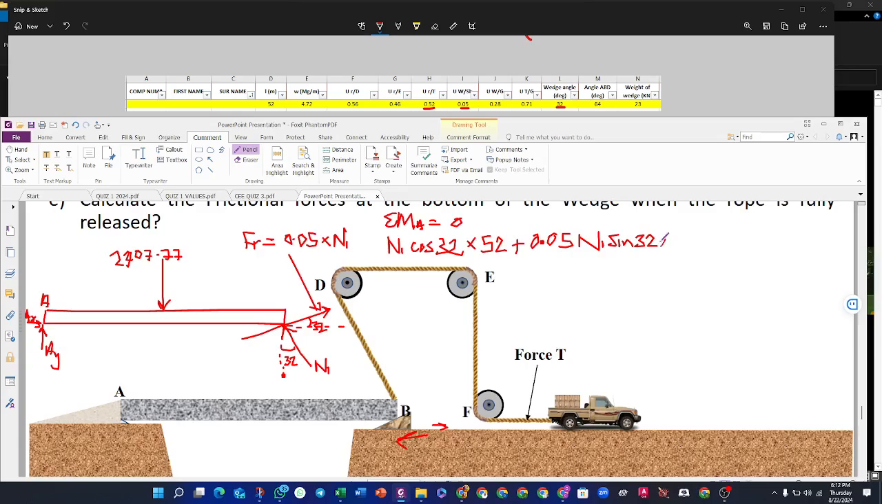Again we are multiplying it by 52 because it is acting at the end. Then minus half of the distance of 52 where the weight is acting, which is 26, times the overall weight, which is now 2407.77, equal to 0. So this is the equation, and with that you can solve for N1.